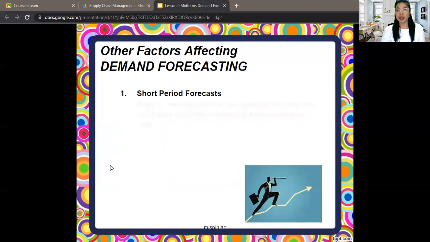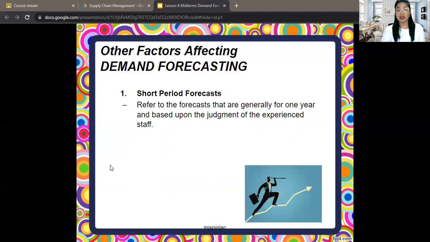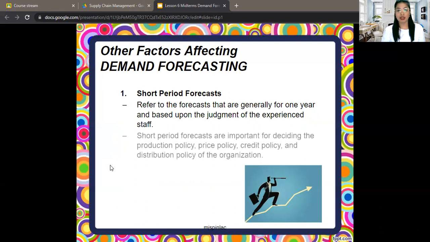We have the short period forecast, the long period forecast, and the very long period forecast. For the short period forecast, these refer to the forecasts that are generally for 1 year and based upon the judgment of the experienced staff. Short period forecasts are important for deciding the production policy, the price policy, the credit policy, and distribution policy of an organization.